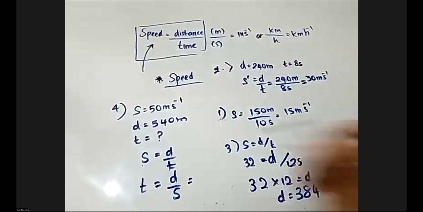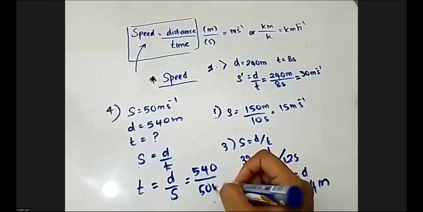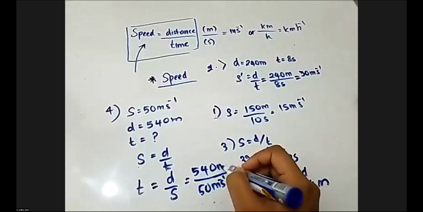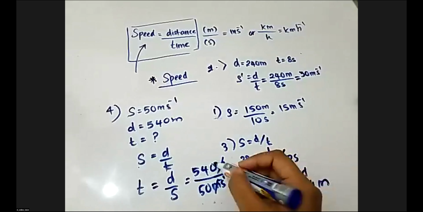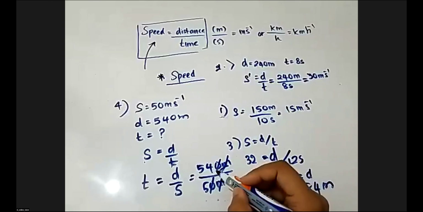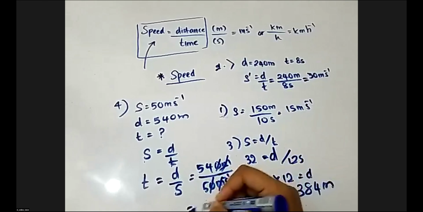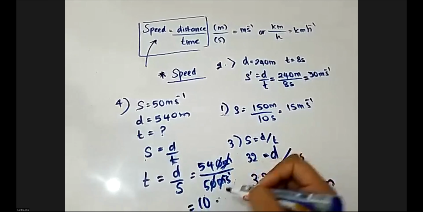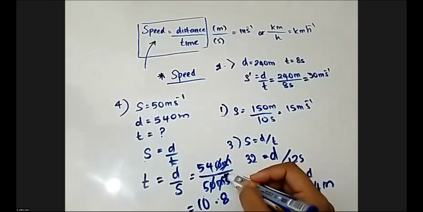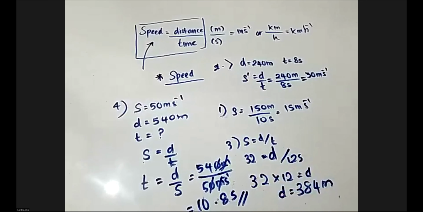So the distance is 540 meters. Speed is 50 meters per second. So this is meters. Meters cancel. 0, 0 cancel. 54 divided by 5. Now you know that 54 is not divisible by 5. You will get a decimal value, 10.8, and it will become seconds. Answer comes in seconds.